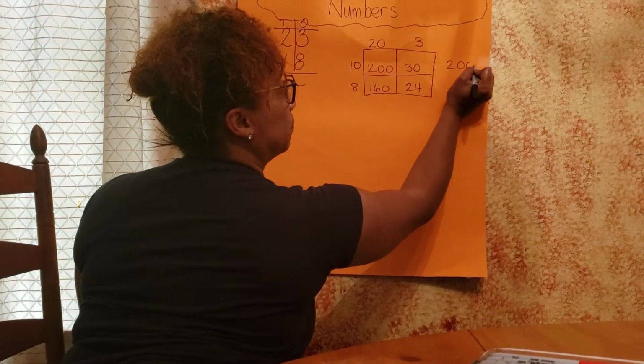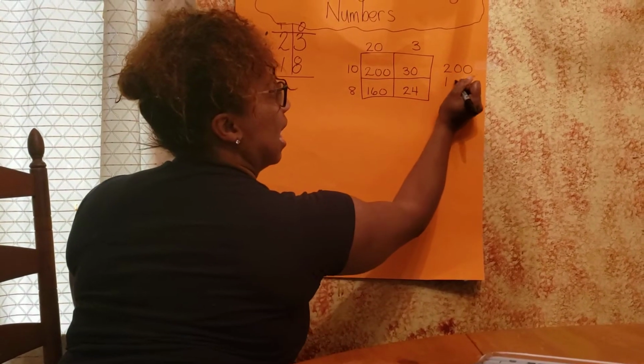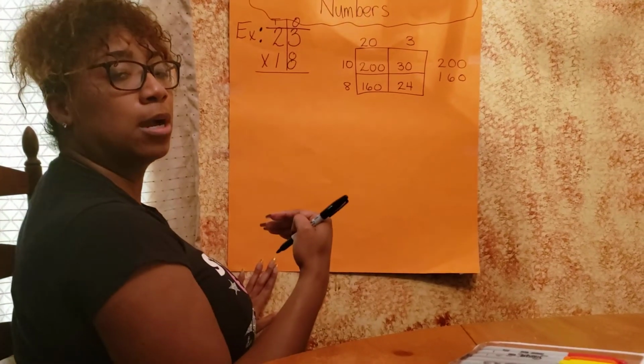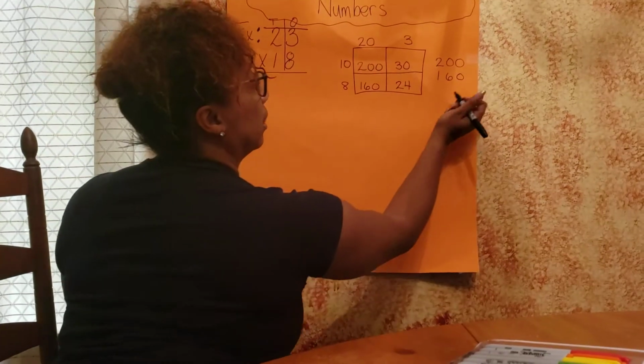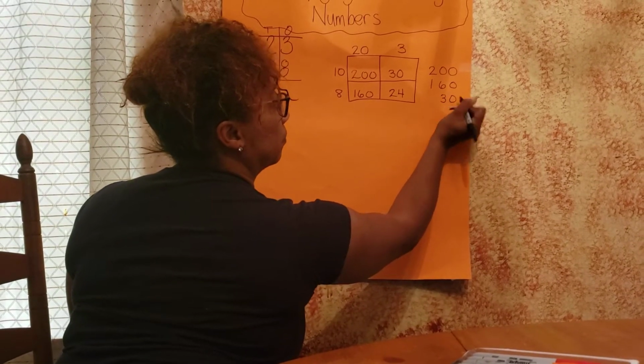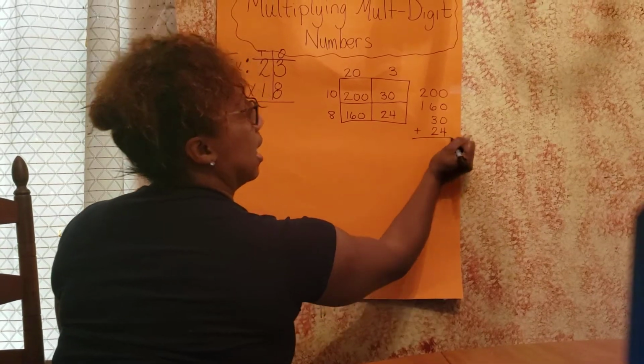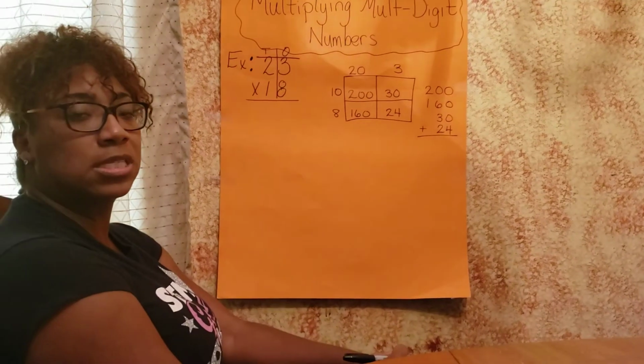So I have 200, 160. I like to put them in order from greatest to least so I can make sure I'm lining up my numbers correctly. 30, 24. And now I'm going to add those numbers together.